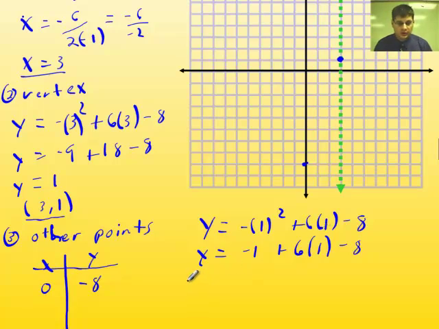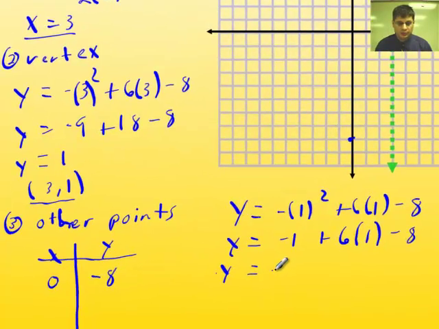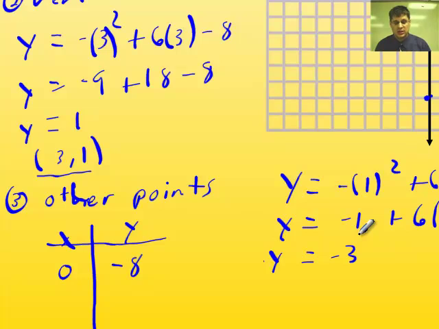And so that's going to give me 6. So -1 plus 6 is 5, minus 8 is -3. Which makes sense because it's not as low as -8, but it's not as high as 1. It's in between. So on my table, I'm going to put in 1 and -3. So we'll plot that here.